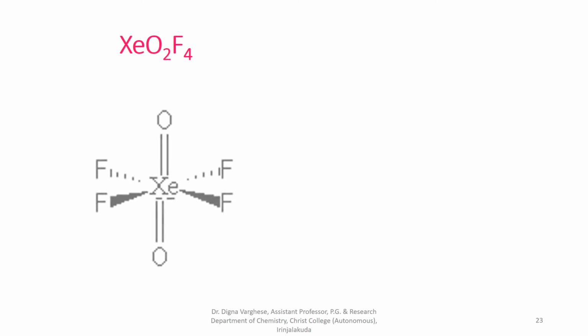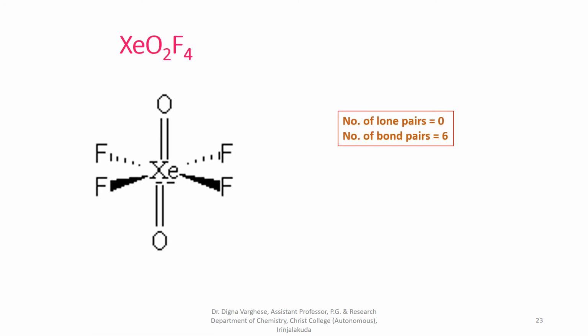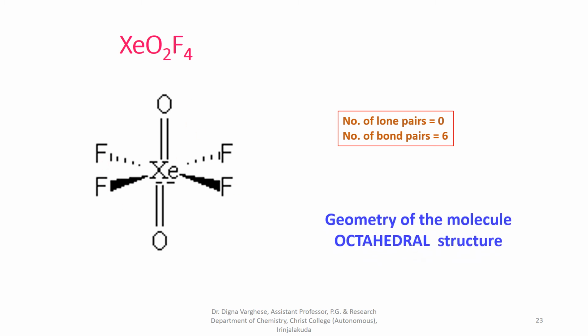Number of lone pairs is 0 here, and the number of bond pairs is 6, and the geometry of the molecule is octahedral structure, and bond angle is 90 degrees.